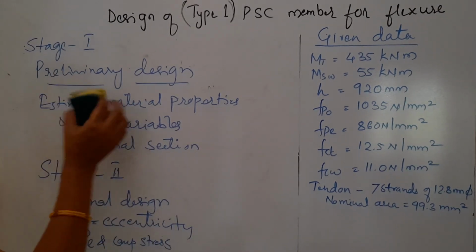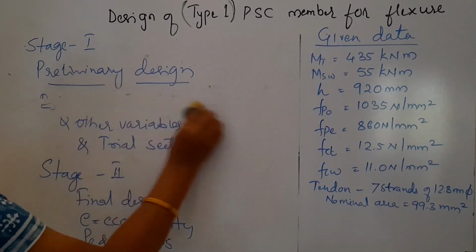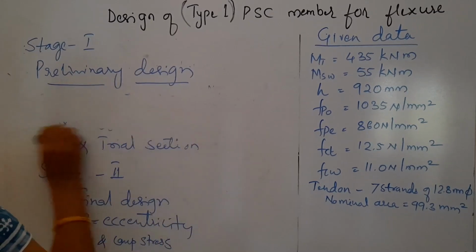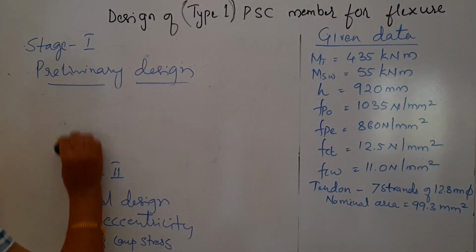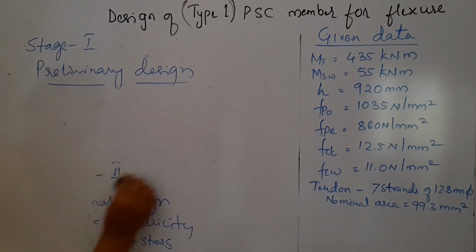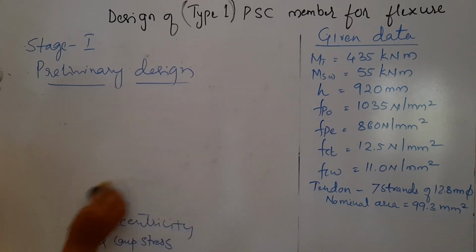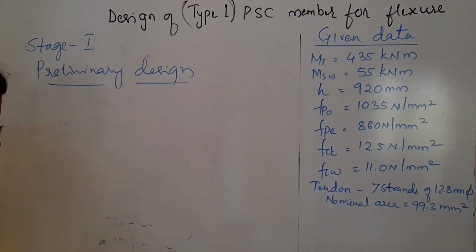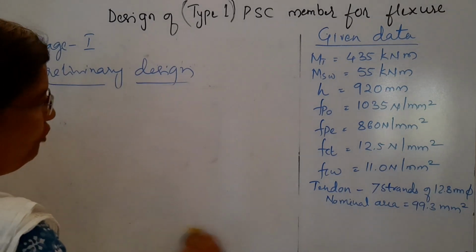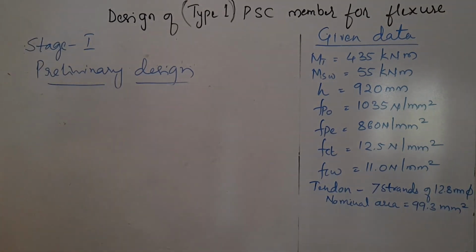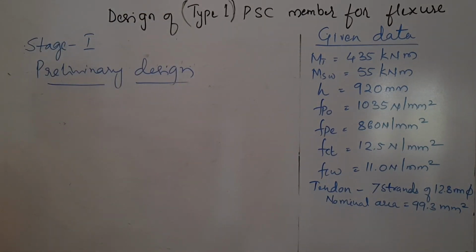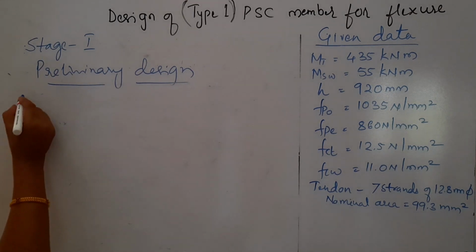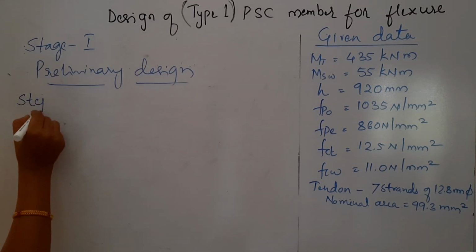First we will take the stage 1 preliminary design. I have already uploaded the procedure, the steps involved in the design procedure of type 1 members, in the Google Classroom as well as WhatsApp. If you go through that, you can easily understand the problem here. The first step is step 1. What does step 1 mean?